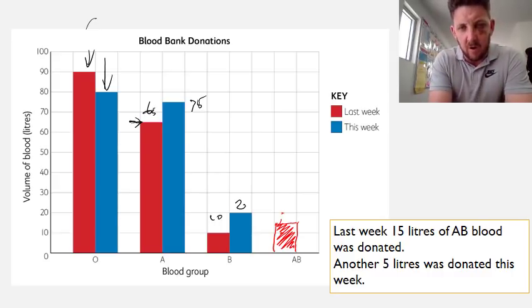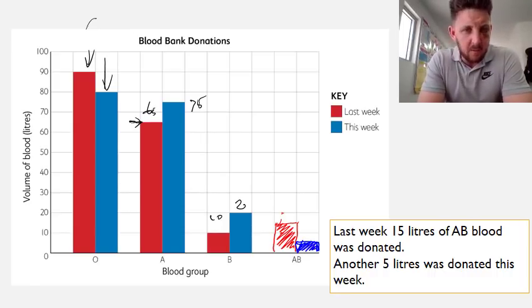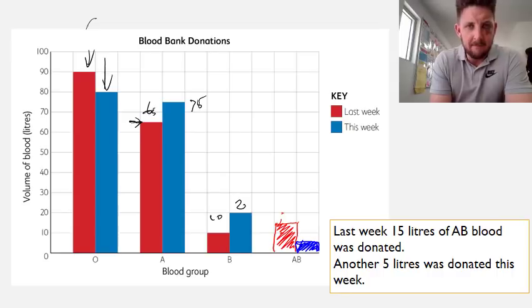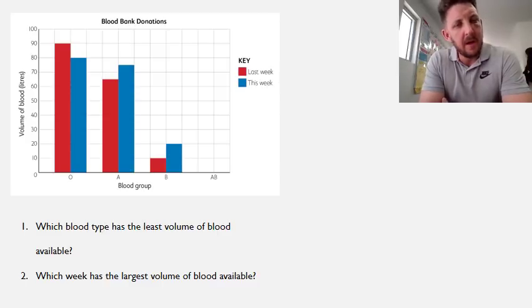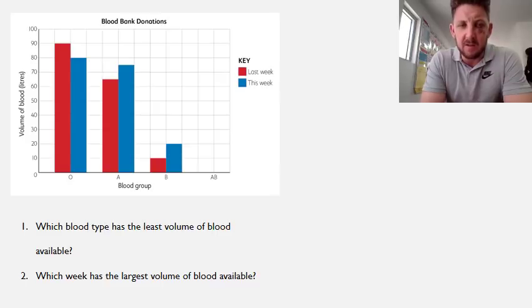Second one says, and another 5 litres was donated this week. So I'm going to go halfway again, and I'm going to use my ruler, and I'm going to colour it in. You see then that we have now added to this. All right, on to the last one. This is one that I want you to do, gents. It's a little bit of reading of the graph for this one. I want you to tell me which blood type has the least volume of blood available. And I also want you to tell me which week had the largest blood volume available. All right, so I'm going to get you to pause the video now and see how you go.